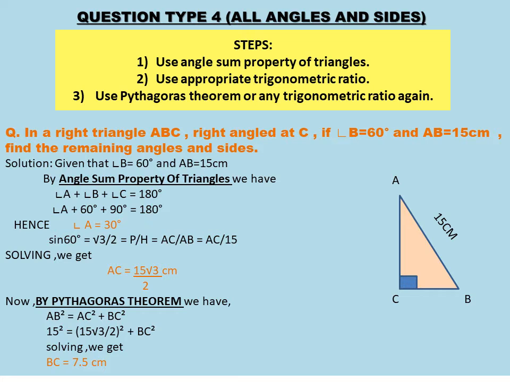First step is just use the angle sum property. Second step is for finding the sides, you need to select a particular appropriate trigonometric ratio. Okay, I've told you how you're going to select the ratio, right? And third step is again for another side, you have to either take any trigonometric ratio or you have to use your Pythagoras theorem. Any of that, you'll get the same answer, right? So these were the steps for finding all the angles and all the sides of a right triangle given, right? Let's move on to the next type.